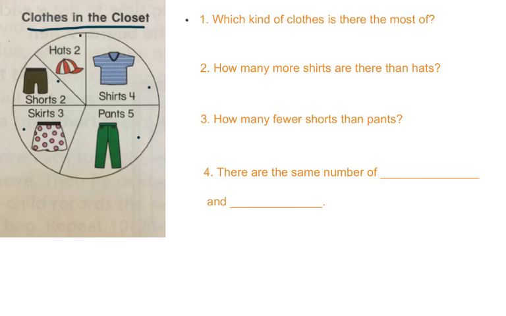Now, if we look at number 1, which kind of clothes is there the most of? And now take a look. Each one of those pieces of clothes has a number next to it. Like there's 4 shirts, 2 hats, 2 shorts, 3 skirts, and 5 pants. Well, which one has the most? The biggest number? Well, of course, that's going to be the pants, right? So I write down pants.